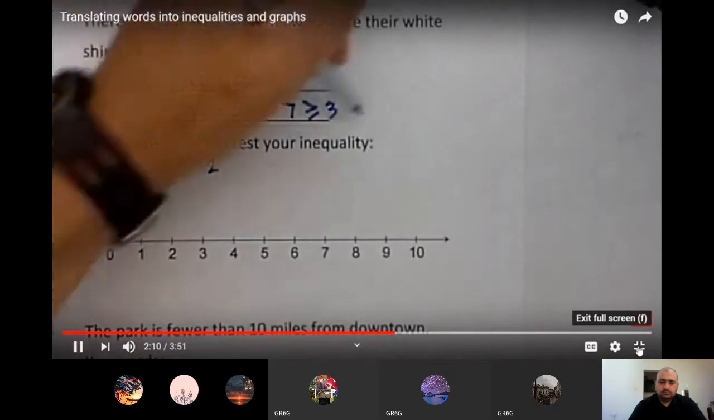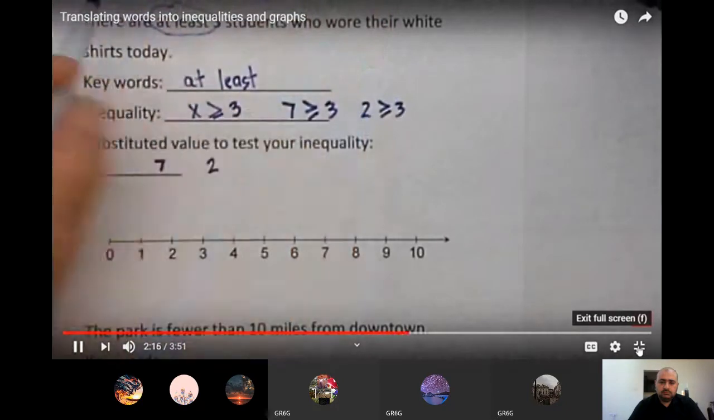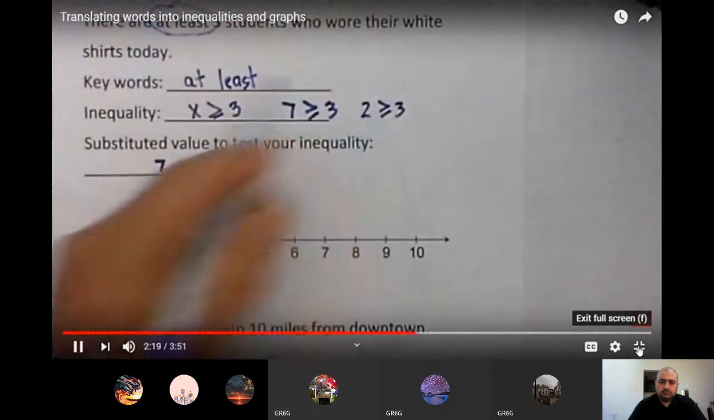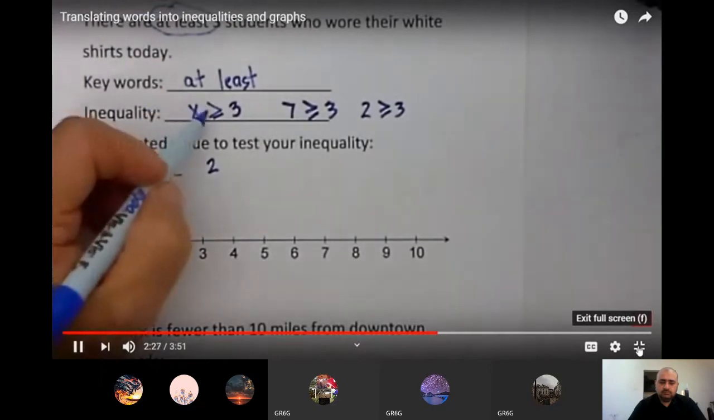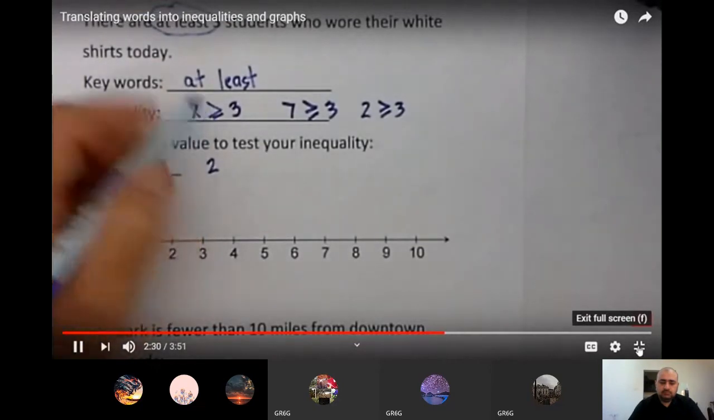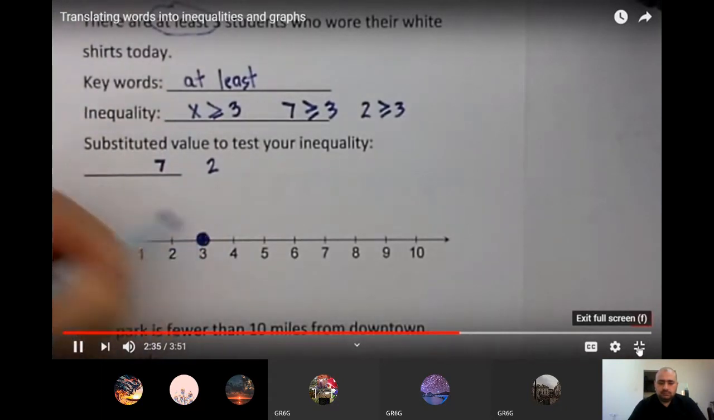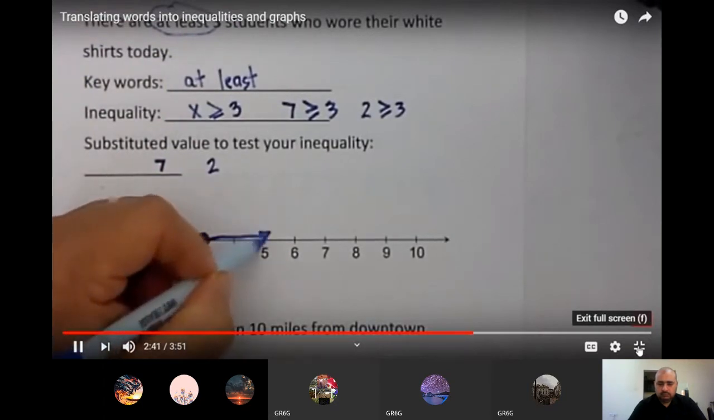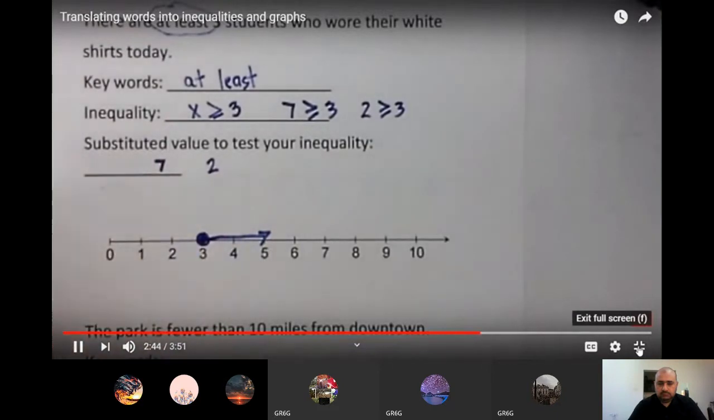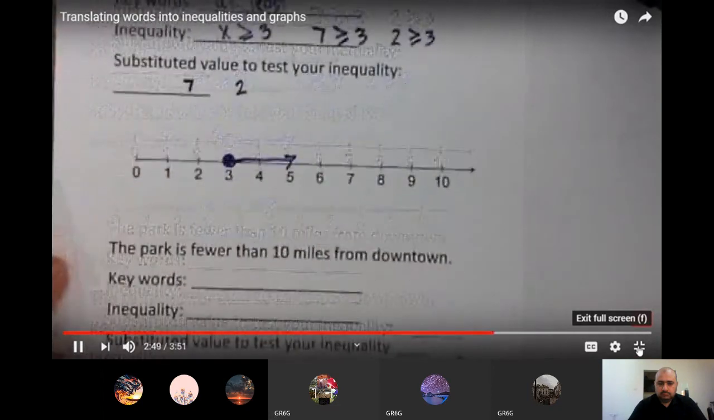What if we use 2? We could say 2 is greater than or equal to 3. Well, that is not true, so it needs to be at least, so we have our inequality set up properly. Next, we'll move down to the number line, and whenever you have a greater than or equal to or less than or equal to, you will use a closed symbol. So I will use a closed symbol, which means that the 3 is included, and then it will be greater than or equal to 3. I'll show you the open symbol here in just a second. Let's go ahead and move to the next one.